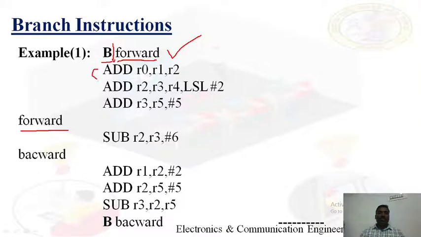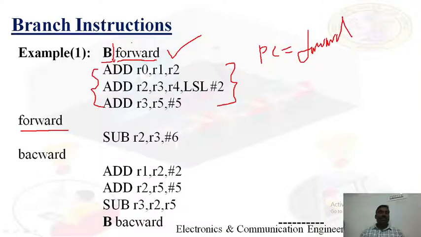It means it skips these 3 instructions. These 3 instructions are not executed. Then the PC value is loaded with this forward address. Usually the PC is pointing to the next instruction, waiting. After the execution of this instruction, the PC was thinking that I have to point to the add instruction. Then when the processor starts executing this instruction, I have to point to this instruction. So it's a PC tracking way.